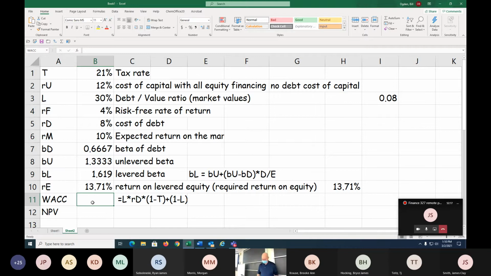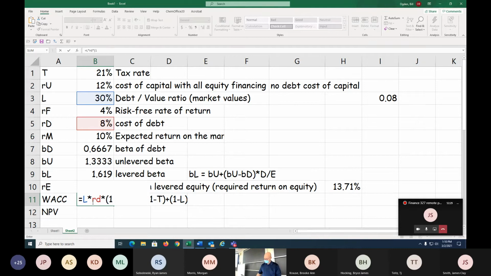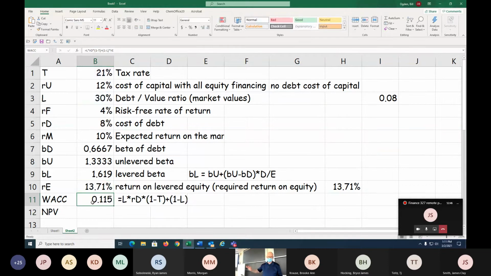All right, I will do it. WACC equals leverage times RD times 1 minus the tax rate, plus 1 minus the leverage ratio times RE. Again, percentage, 2 decimals.